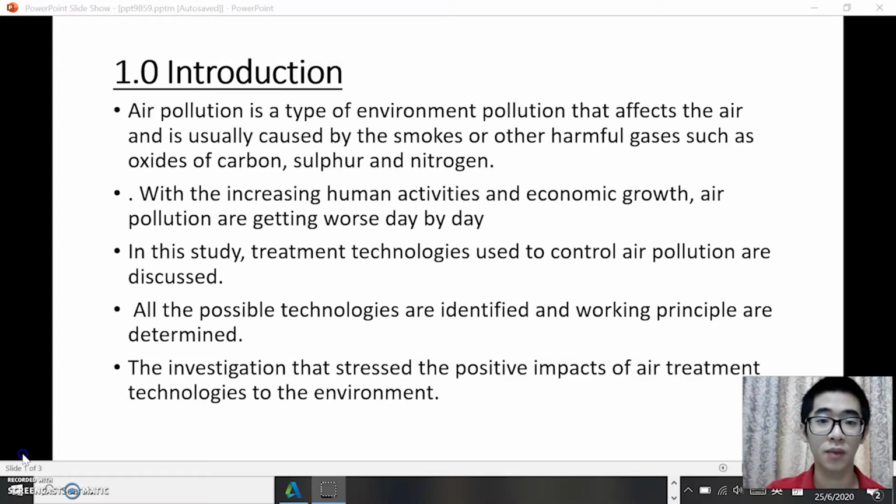Air pollution is a type of environmental pollution that affects the air and is usually caused by smoke or other harmful gases such as oxides of carbon, sulfur, and nitrogen. With the increase of human activities and economic growth, the demand in every aspect is bursting, so air pollution is getting worse day by day. In our study, treatment technologies used to control air pollution are discussed, all the possible technologies are identified and working principles are determined. The investigation stresses the positive impacts of air treatment technology on the environment.